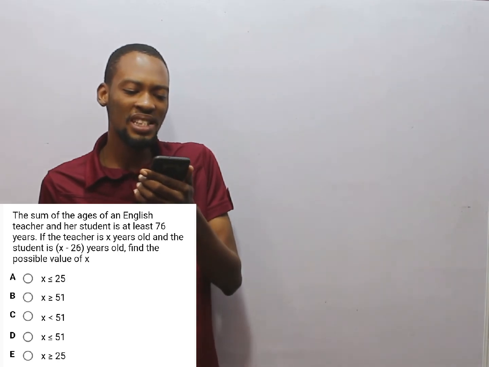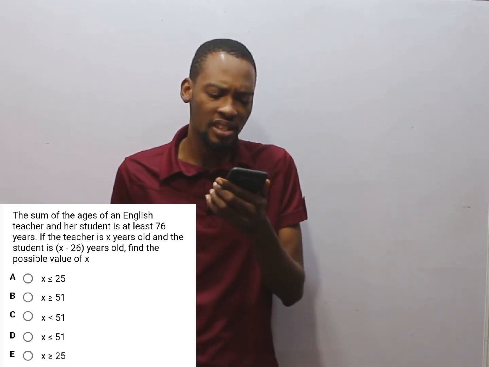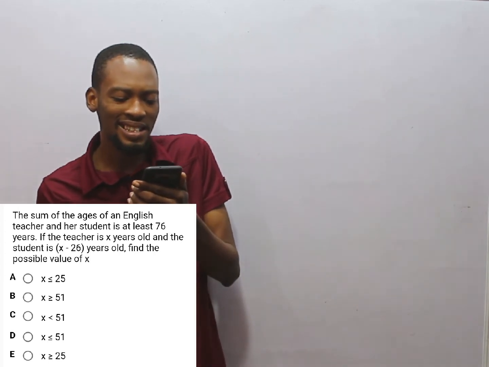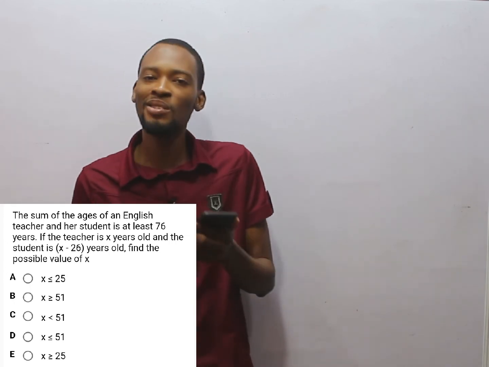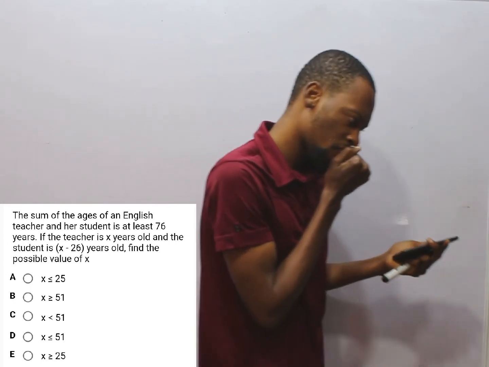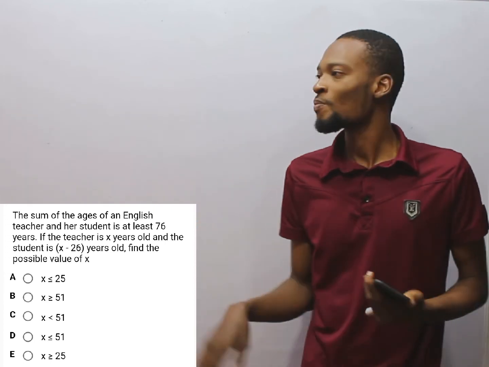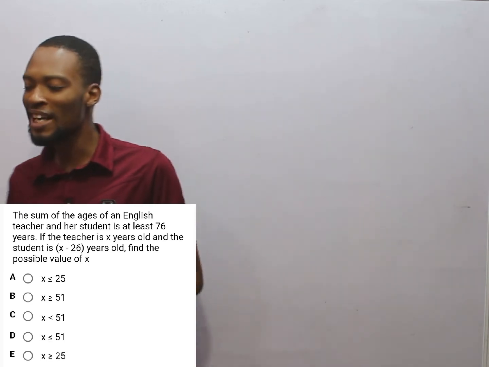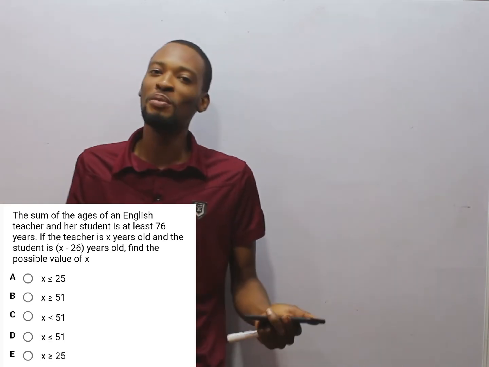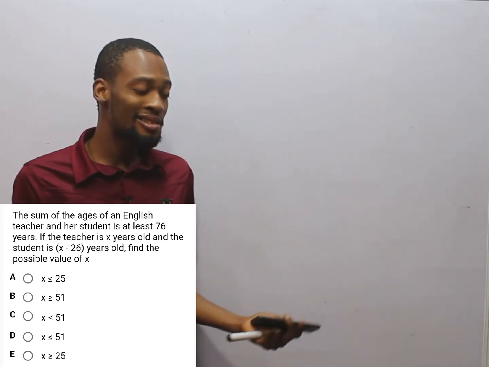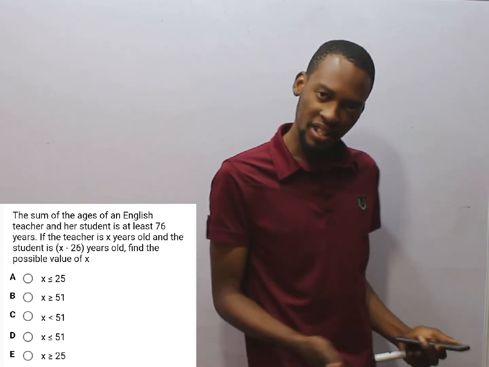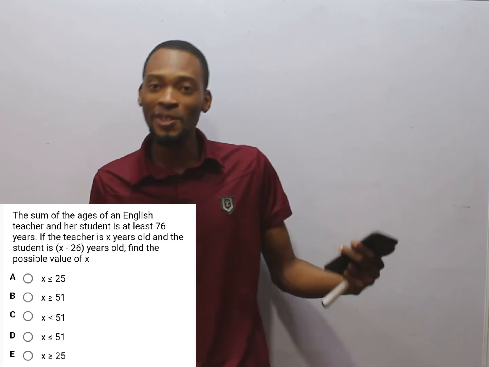The sum of the ages of an English teacher and her student is at least 76 years. If the teacher is S years old and the student is S minus 26 years old, find the possible value of S. Wow! This is under word problems. And you know, one thing I love about word problems is that it requires you to reason, and if you're able to reason, you enjoy word problems. Yes, they are one of the simplest parts of mathematics, but a lot of students find them difficult. Look at this now, then you tell me what is difficult in it.